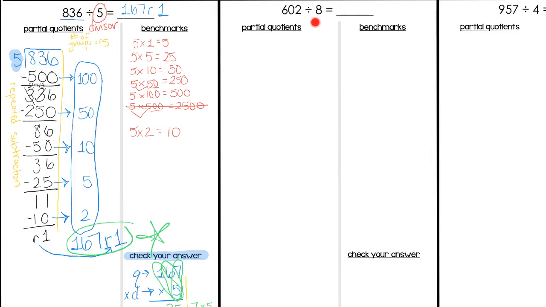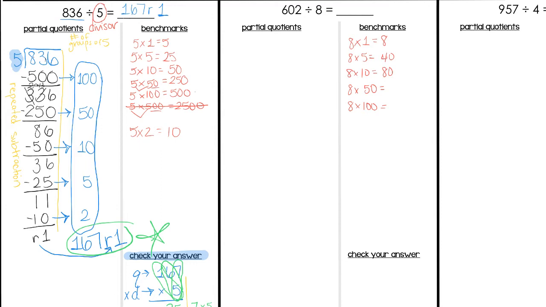602 divided by 8. Now I know this is going to be much more efficient to use partial products, because if I used a place value chart, because 600 is not easily divided into 8, we're going to be regrouping a lot. So I'm going to use partial products for this problem. We're going to start by doing our benchmarks. Our divisor is 8, so we will be multiplying to find multiples of 8. Go ahead, pause the video, and find multiples of 8.